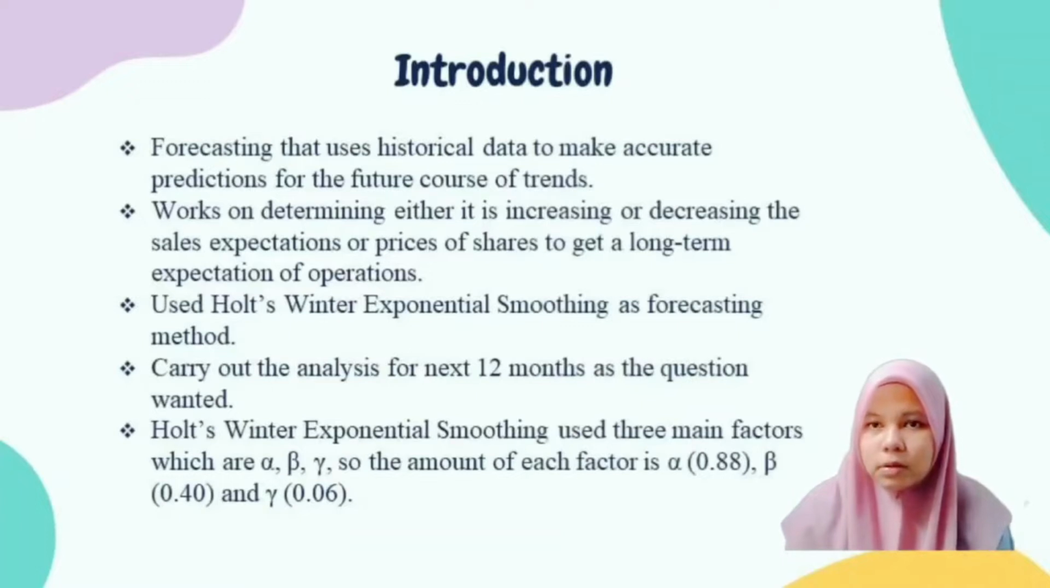method. The purpose of using this method is that it can carry out the analysis for the next 12 months, as the question asks. In addition, Holt-Winters exponential smoothing uses three main factors which are alpha, beta and gamma. We decided to put the values below 1, with alpha at 0.88, beta at 0.4 and gamma at 0.06. So the calculation for this method will be shown in the results and analysis.